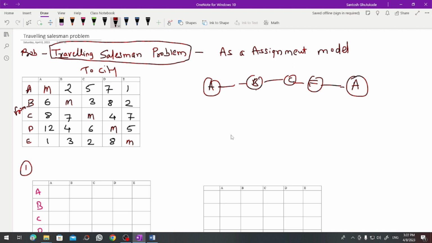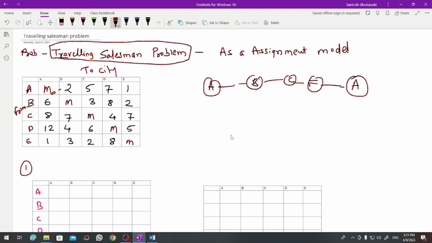So this matrix is a cost matrix. It requires 2, 5, 7, 1. This is the cost required to travel from city 1 to city 2. At the diagonal element, it is taken as M. In some cases it may be taken as infinity or any value, or a dash. Here there is no value put in the diagonal element.